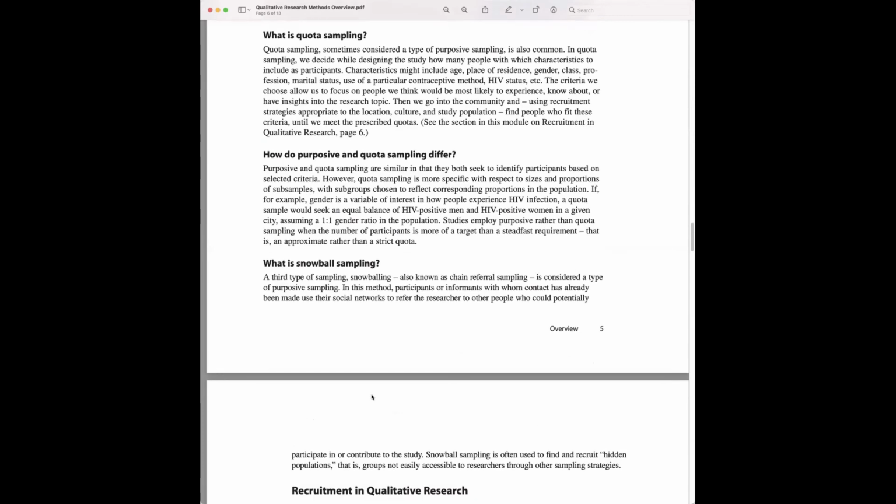Now, purposive sampling. So how does purposive and then quota differ? Purposive and quota sampling are similar in that they both seek to identify participants based on selected criteria. However, quota sampling is more specific to sizes and proportions. So somebody may want to make sure that the proportion they have is reflective.